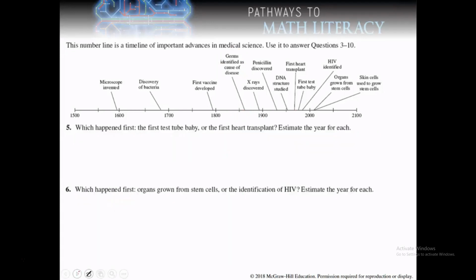In number 5, which happened first, the first test tube baby or the first heart transplant? So looking at these, here's the first heart transplant and here's the first test tube baby just to the right of it, which means the first heart transplant happened first, and then we need to estimate the years for each of those. And looking at this, both of those are between 1950 and 2000. The first test tube baby is almost right at 1975, halfway between 1950 and 2000. And the first heart transplant is a little bit before that, maybe 1970 or 1965.